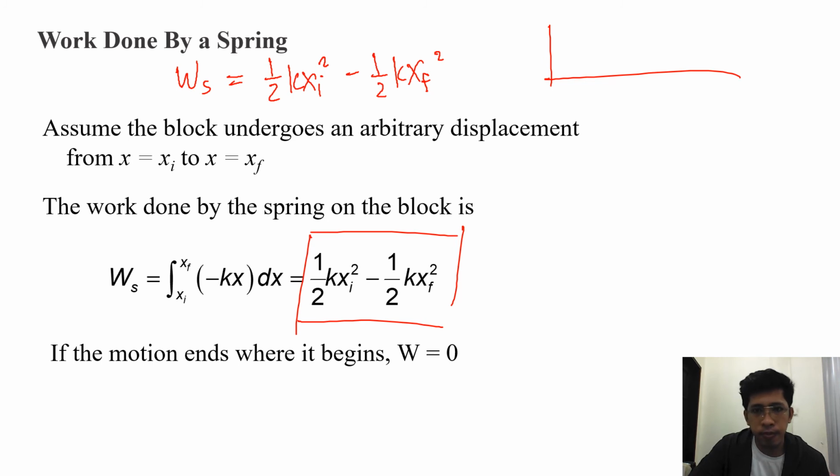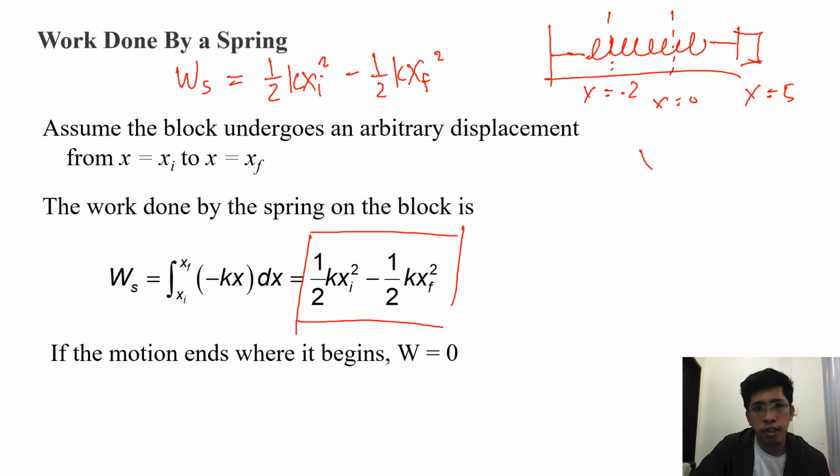Let's say, for example, let's do this one a different way. Like say, for example, initially your block is at x equals 5, and then you want to find for the work done when your spring is at x equals -2. So here, your x_i is equal to 5, and then your x_f is equal to -2. So if you're given some value of k here, you're just going to substitute your values here. You have 5, and then here you have your -2 to find for the work done by a spring.